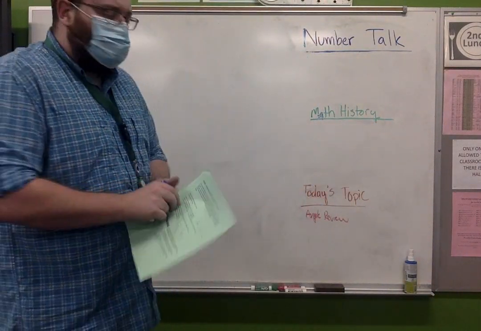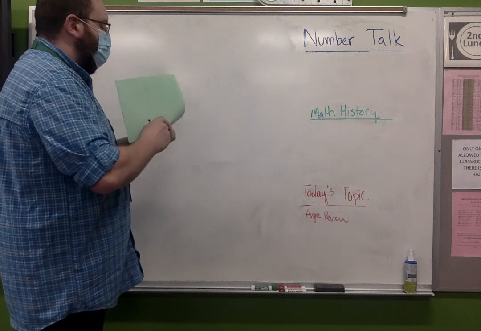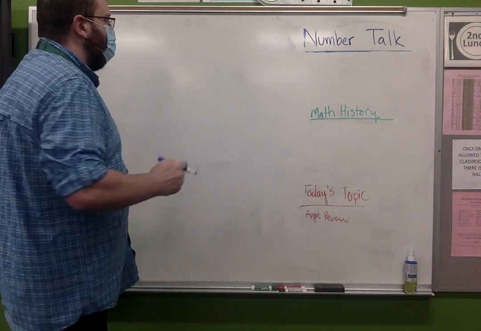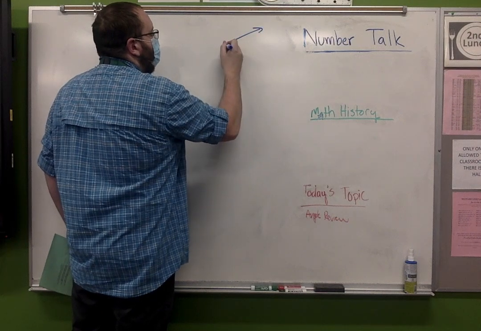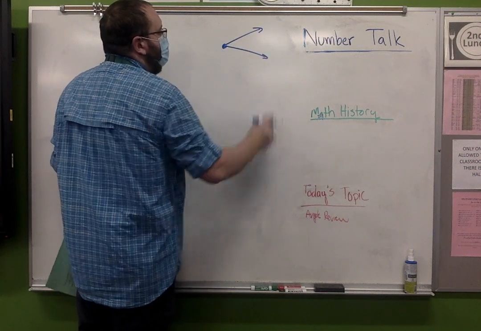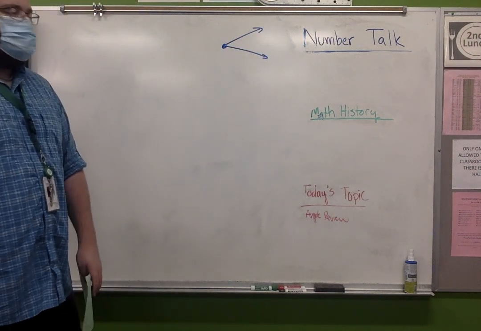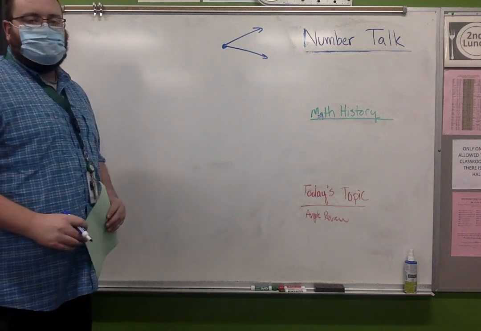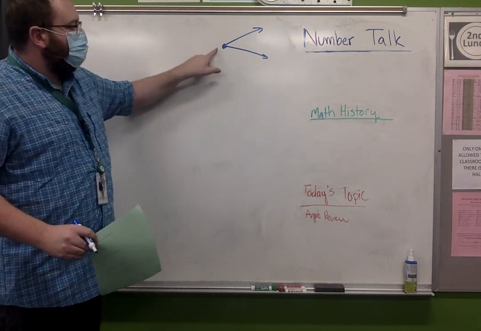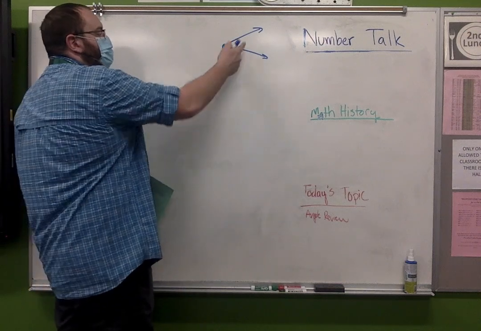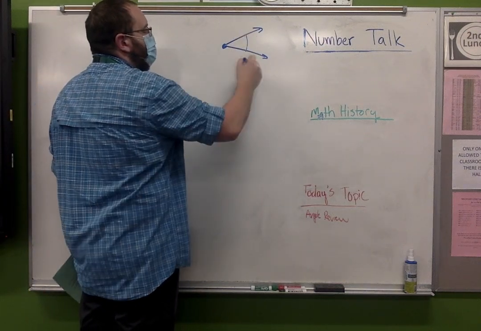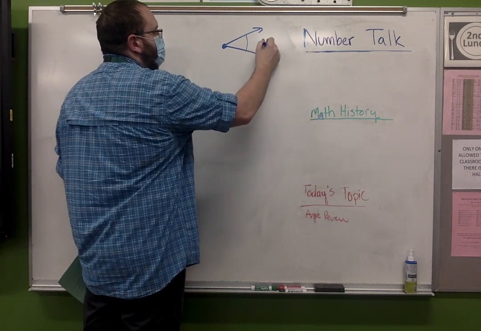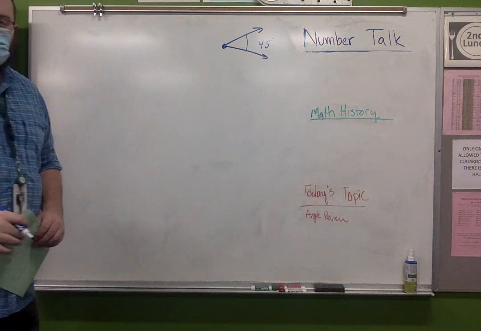Anyways, let's review some angles real quick. So, definition of an angle, the one that we're going to use: two rays that have the same vertex. So these are rays, they have the same vertex. This is an angle. We measure angles using degrees, right? So we can say this is 45 degrees.